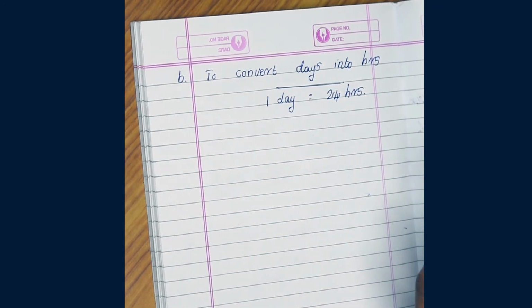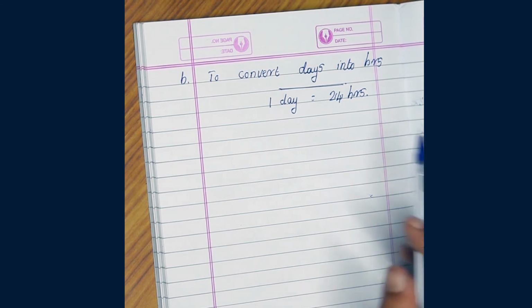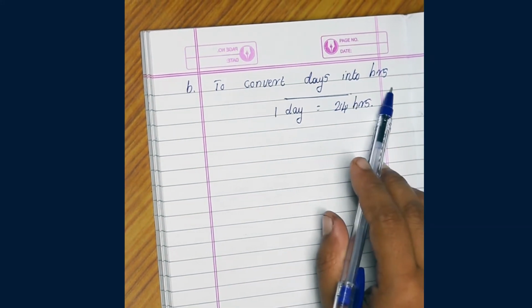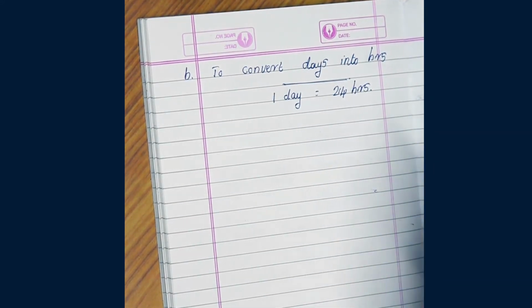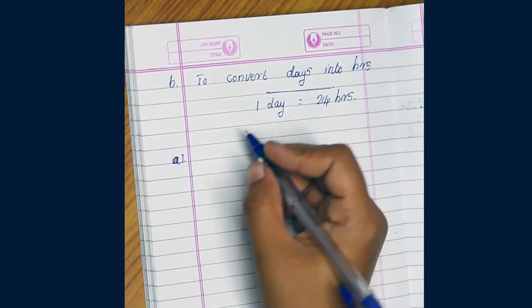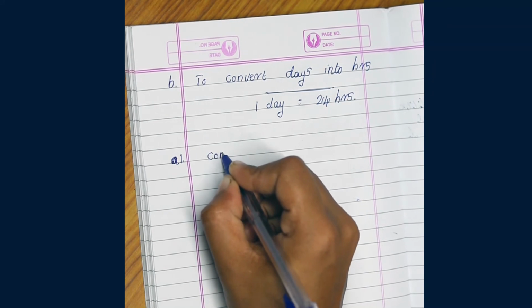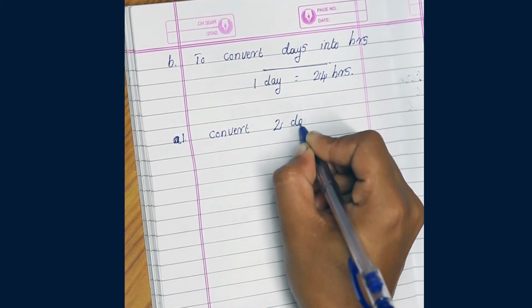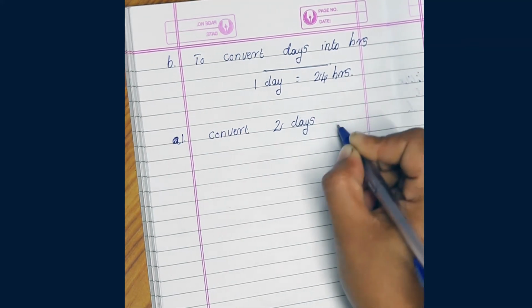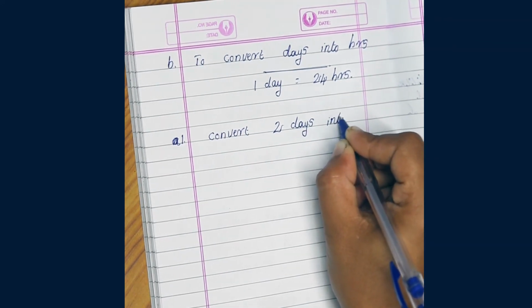Then the second method of conversion of units of time is to convert days into hours. We know that 1 day equal 24 hours. Then our first example, to convert 2 days into hours.